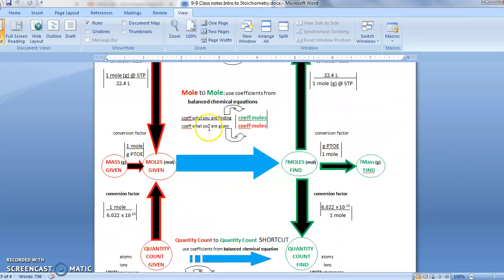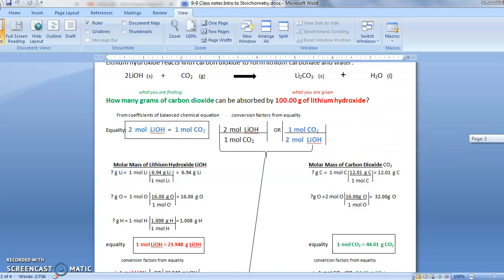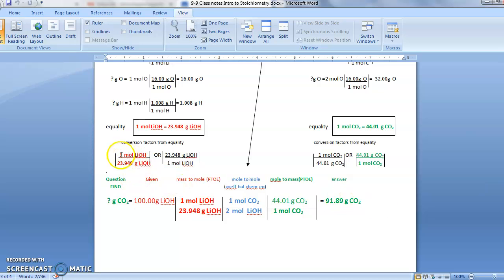If we come right back up here, this little conversion factor is telling us to pick the one with mole on top. Here we go. This is the one with mole on top right there. So we're going to use this conversion factor right here.